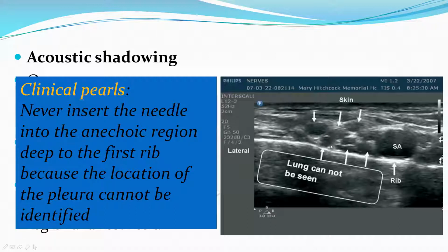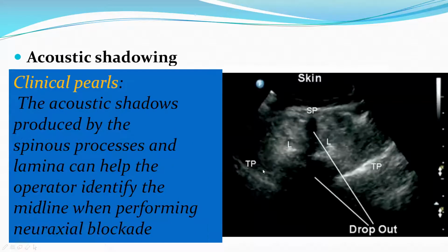Also, when we give this supraclavicular block, we cannot see the lung or pleura below the ribs because of the high reflective property of the rib. So we have to be careful not to introduce our needle below the first rib, to avoid injury to the pleura. And sometimes this artifact can be helpful to us, like in central neuraxial blocks, when we identify the acoustic shadowing of the lamina and the spinous process, which helps us to identify the midline while performing the block.